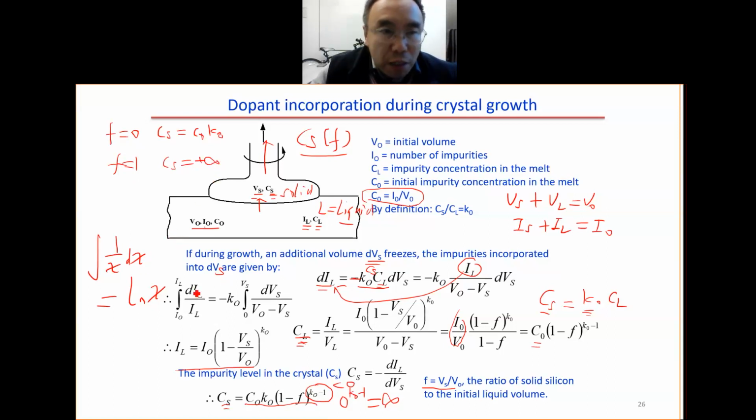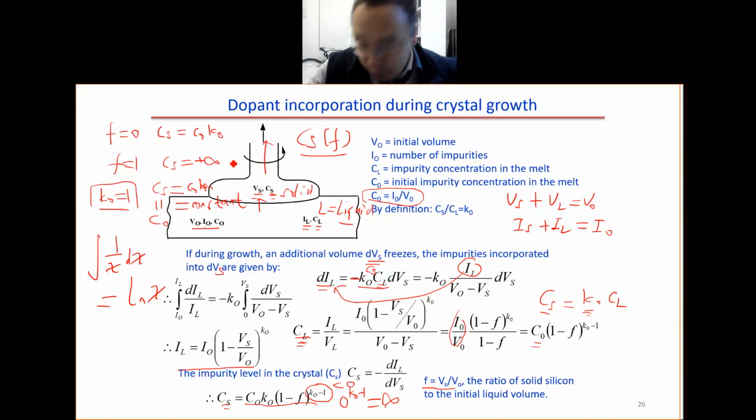How about if K naught equals 1? If this equals 1, then this term is 0, so CS is constant. Obviously, K0 equal to 1 means there is no preferential segregation. So the dopant in the solid is the same as the dopant in the liquid. Then along the volume, CS is a constant equal to C0. So CS equals C0 throughout the cylinder. This makes sense.